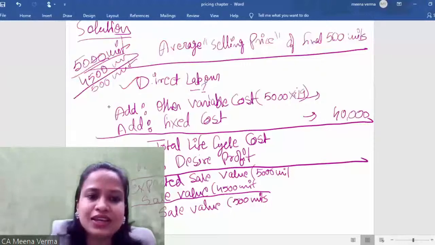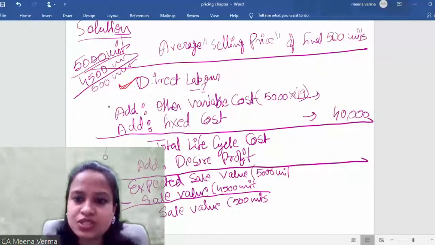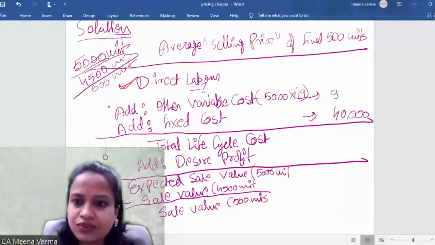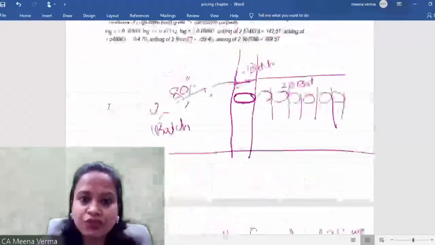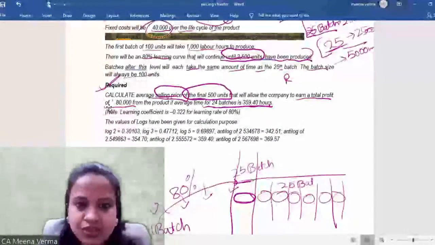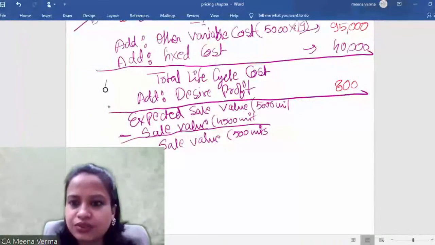For finding this direct labor cost, we need to consider the learning curve. Fixed cost is given. This value is 9,5. Desired profit, the profit which you want to earn, is given as 80,000. You want to earn 80,000.